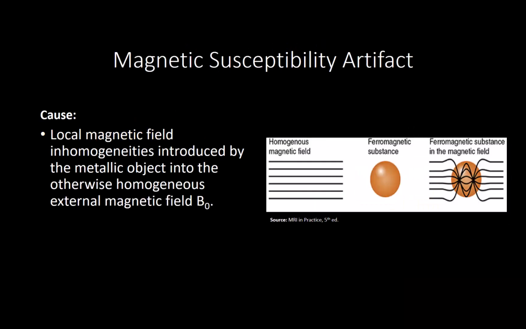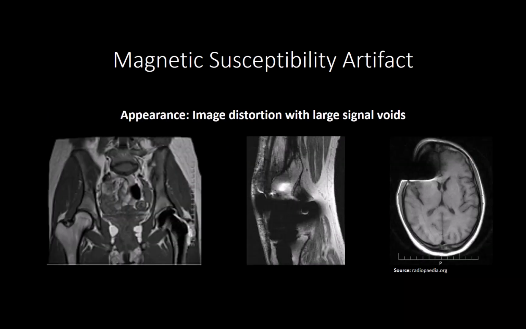Magnetic susceptibility artifact is caused by local magnetic field inhomogeneities introduced by the metal object into the otherwise homogeneous external magnetic field, B sub 0. This artifact occurs along both the phase and frequency direction. The appearance of this artifact is a combination of image distortion with large signal voids. Distortion is due to lines of flux becoming attracted to the ferromagnetic object and causing a corresponding nonlinearity of the gradients used in spatial encoding. Signal loss is caused by rapid dephasing at the interface of these tissues.